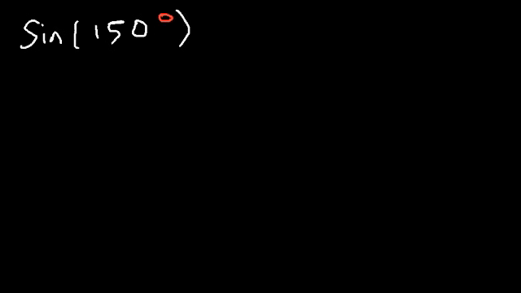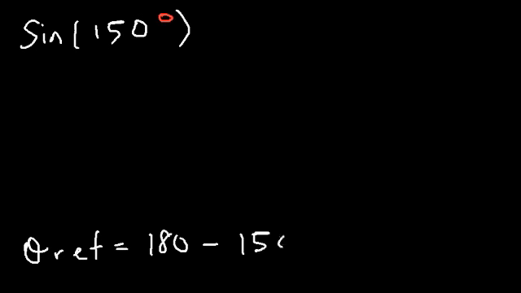So what is the reference angle of 150? First, find the quadrant in which that angle lies. 150 is in quadrant 2. It's between 90 and 180. The reference angle for an angle in quadrant 2, it's 180 minus that angle, which is 150. Therefore, the reference angle is 30.